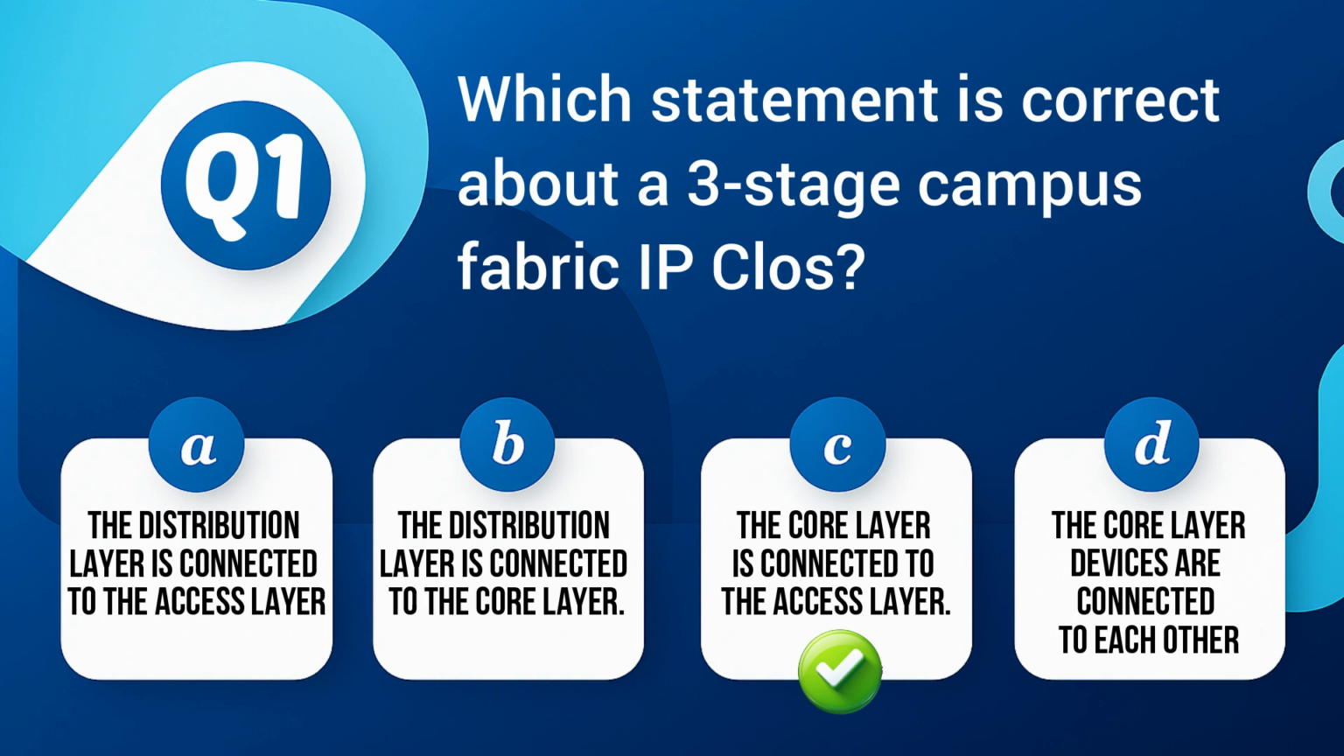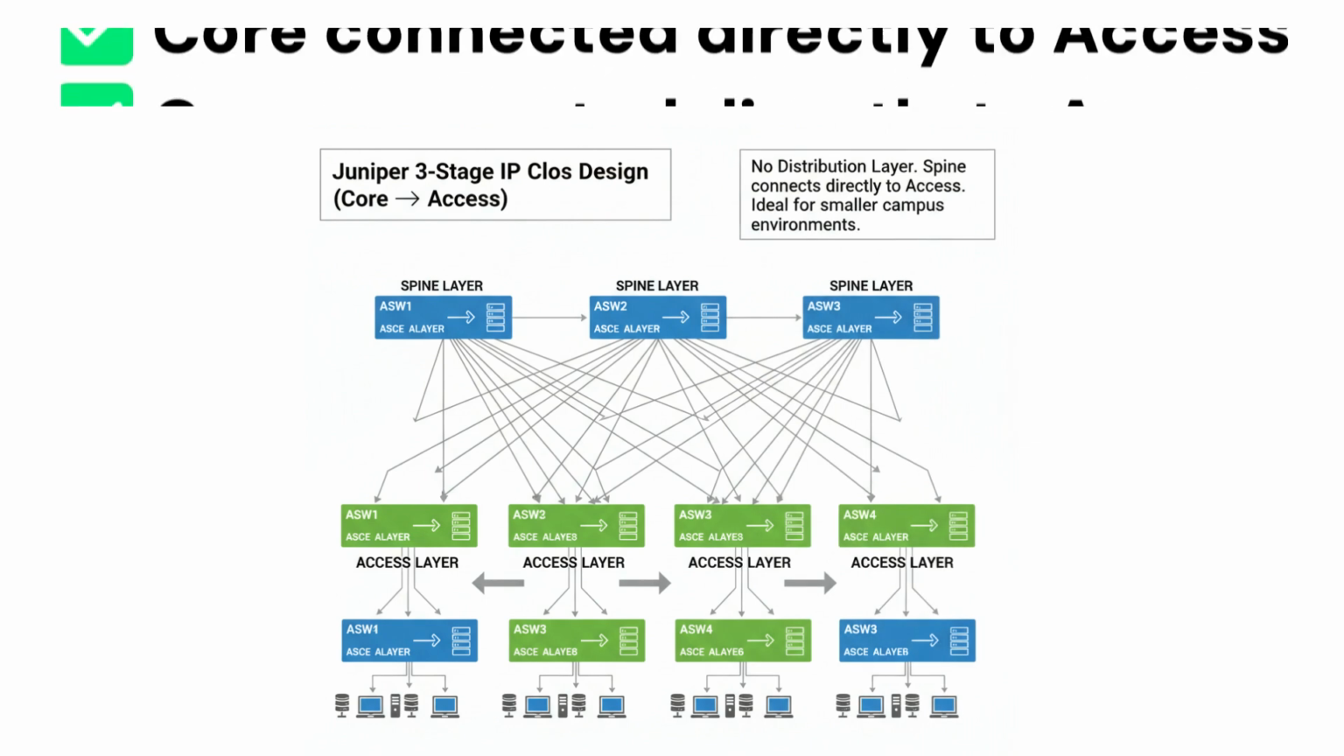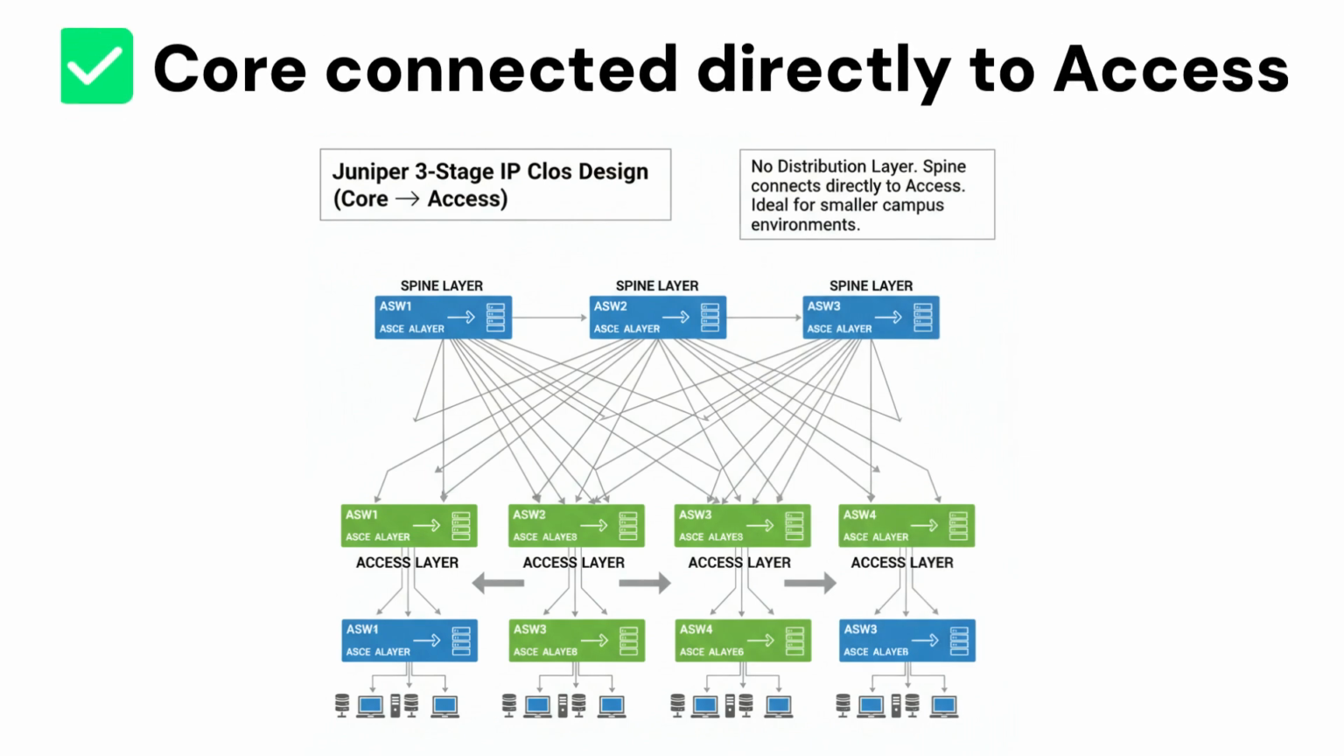The core layer connects directly to the access layer. In Juniper's 3-stage IP Clos design, there's no distribution layer at all. The core, or spine, connects straight to the access layer. That's why it's perfect for smaller campus environments where simplicity and performance matter most.